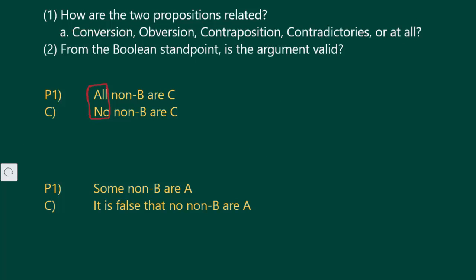So now let's look at the next argument. Some non-B are A. Therefore, it is false that no B are A. Importantly, we have this "it is false that" in front of this, and it is false that is in front of an E statement.